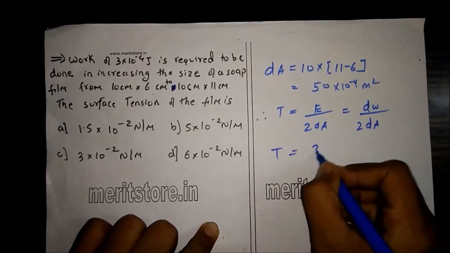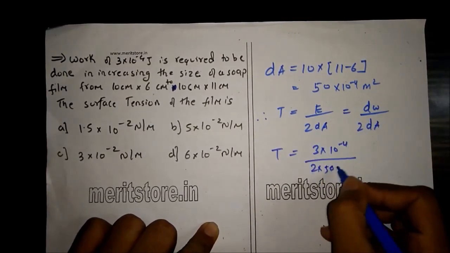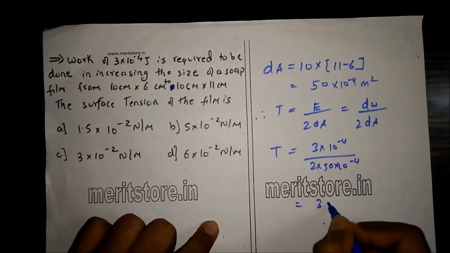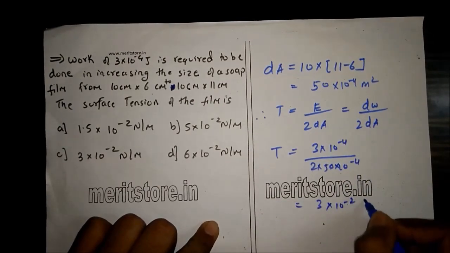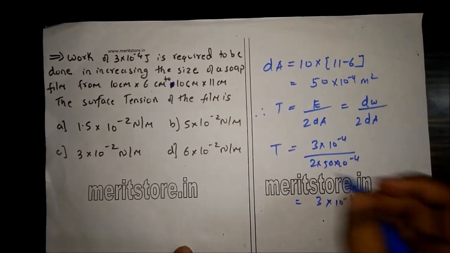Therefore, T will be equal to 3 into 10 raised to minus 4 upon 2 into 50 into 10 raised to minus 4, which is 3 into 10 raised to minus 2 Newton per meter. Therefore, here the correct answer will be option C.